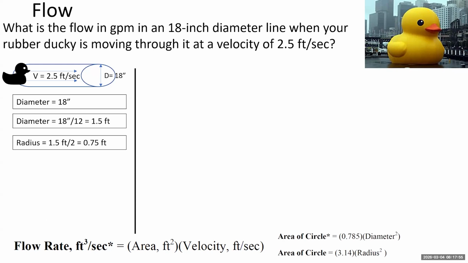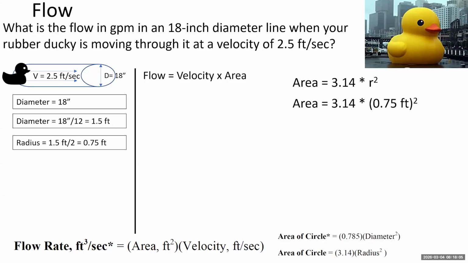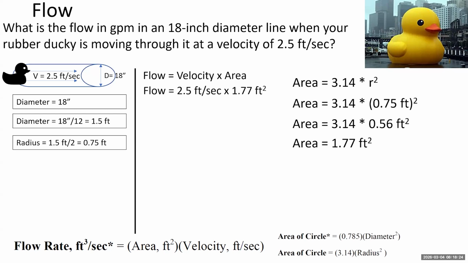So let's take a look at how this math goes. So if flow is velocity times area, and area is 3.14 or pi times r squared, we're going to look at 3.14 times 0.75 feet squared, which is 3.14 times 0.75 times 0.75. And that gets us to 1.77 square feet. Okay, so now we've got the area. So let's go back to our flow calculation. We've got the velocity is a given, 2.5 feet per second times 1.77 feet squared.